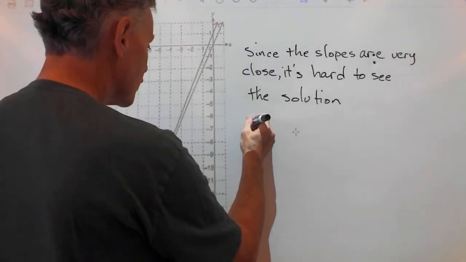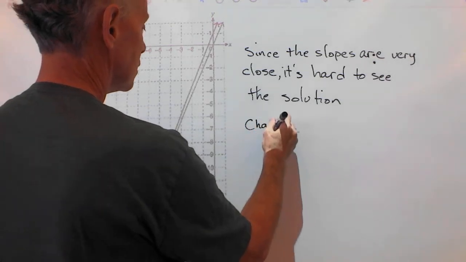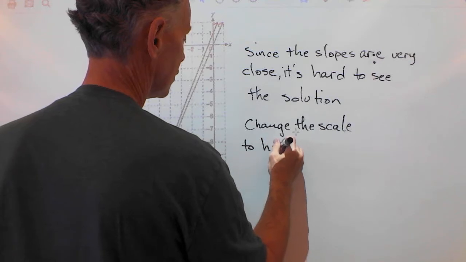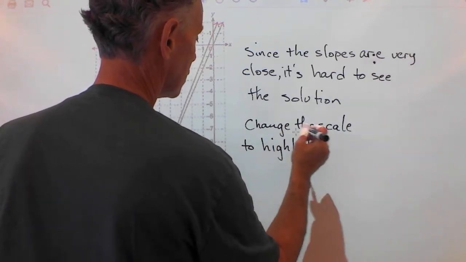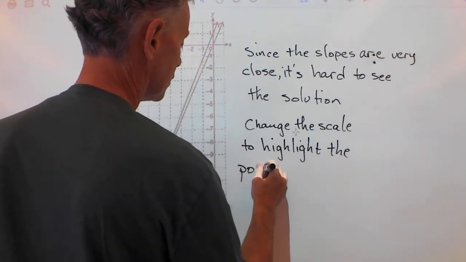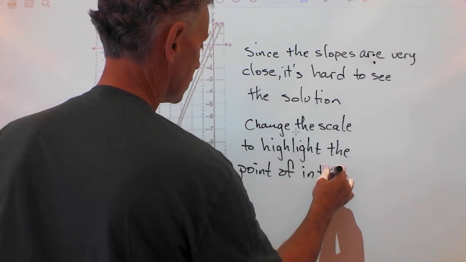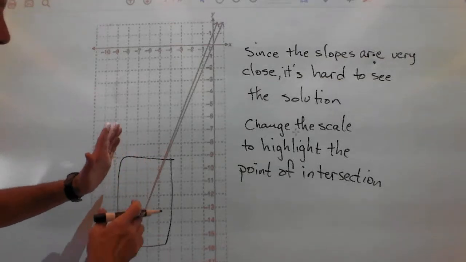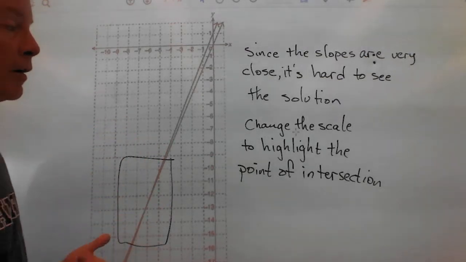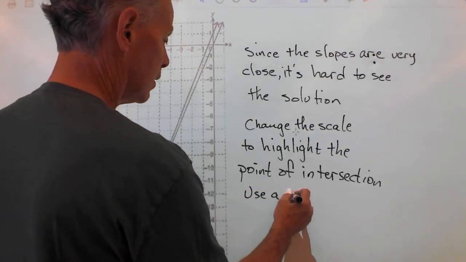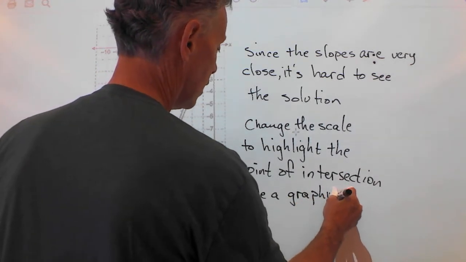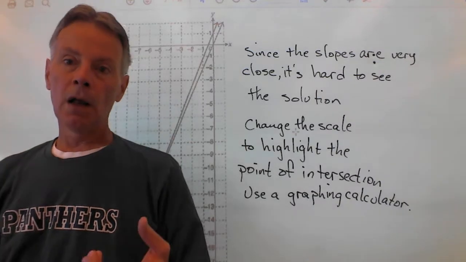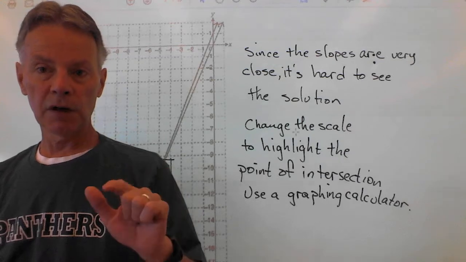So the short answer would be change the scale to highlight the point of intersection. By doing that, it would accentuate the slopes and it would make it easier to see where they actually cross. Okay? Another way you could do it is use a graphing calculator. Because remember, a graphing calculator has that really neat intersection function where you can actually pinpoint the intersection.